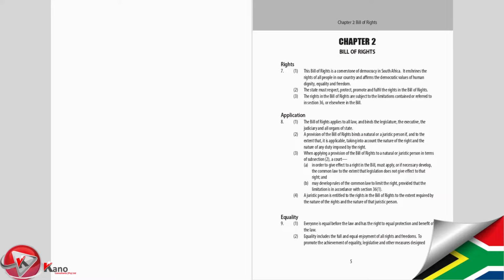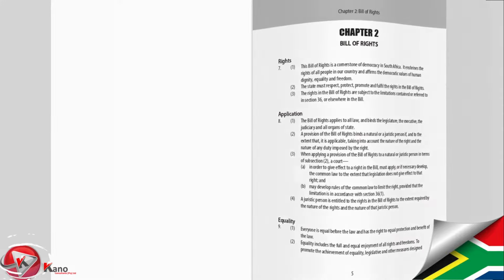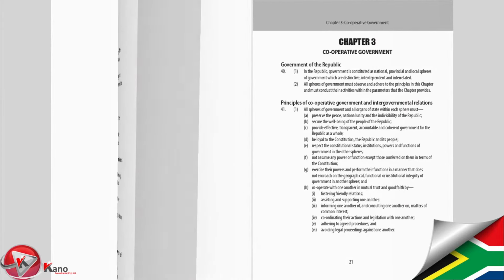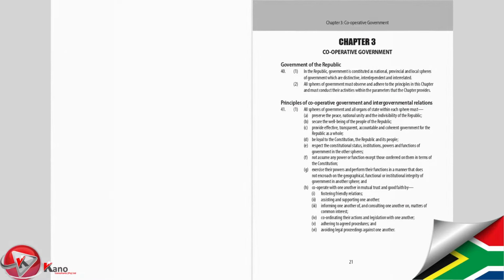The Freedom Clause, under this chapter, also acknowledges the power of individuals to make choices towards their personal development and fulfillment. Chapter 3 of the Constitution lays down the principles of cooperative government. It states that there is one central government that is divided into 3 spheres, which are the national, the provincial, and the local government. Although each sphere is autonomous, they must still work together.